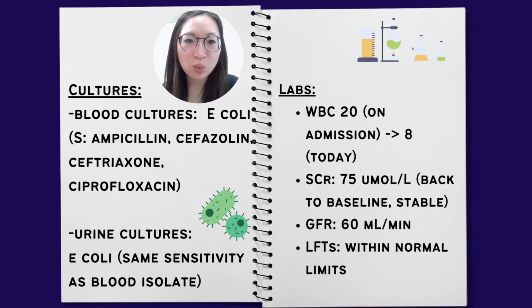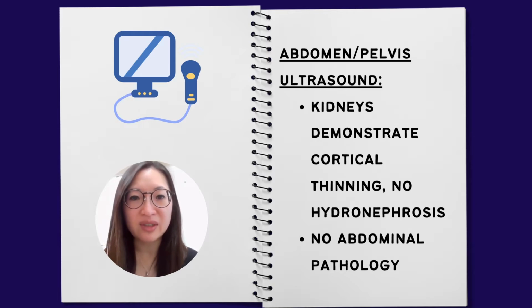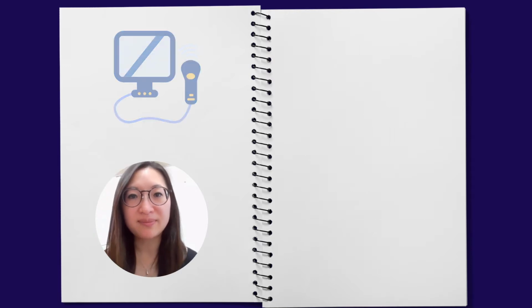His labs show that his white count has decreased to 8 from 20 on admission. His serum creatinine is back now to baseline and is stable at 75 micromoles per liter. His GFR is reported to be 60 mL per minute today. His LFTs are within normal limits. You look through Mr. AX's imaging results to see if there might be a deeper focus of infection, such as an abscess associated with his E. coli bacteremia. You find that there is an ultrasound of the abdomen and pelvis done yesterday, which showed no evidence of such and no abdominal pathology.